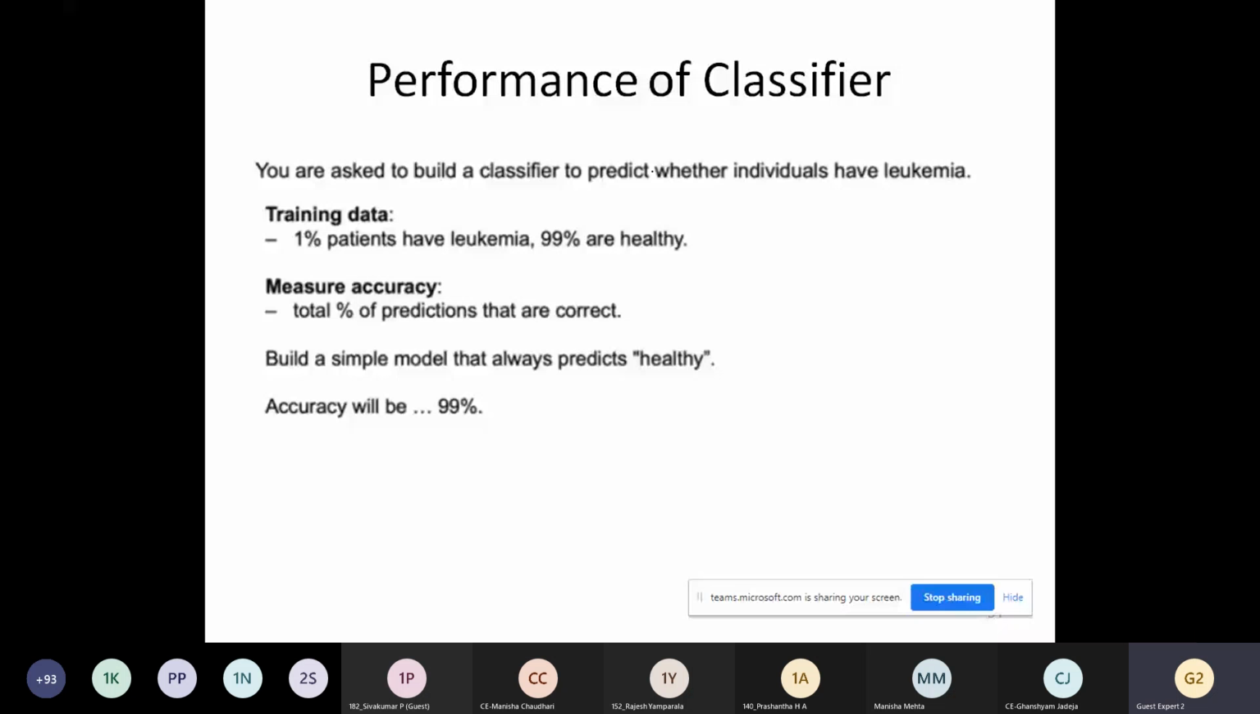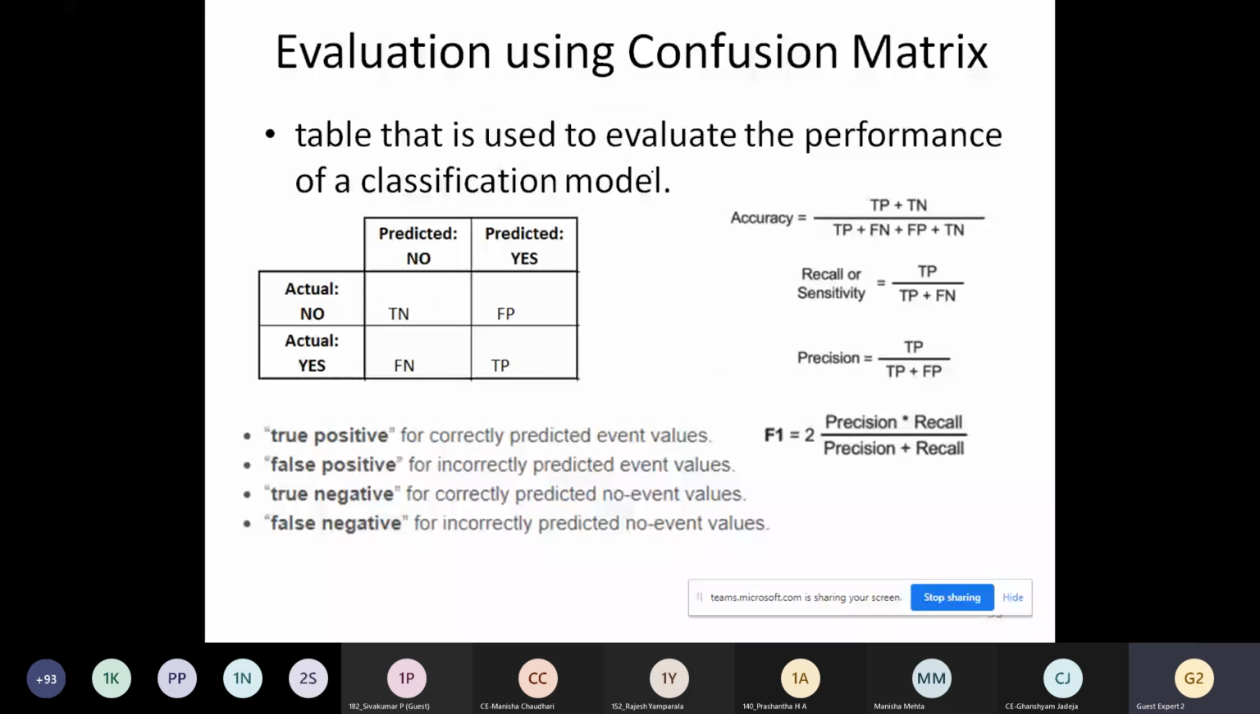So what is the solution? For finding out the performance of a classifier, a confusion matrix is used. A confusion matrix is created if I have a total of 100 data points, and out of 100 data points, let's say 50 are of one type and 50 are of zero type.